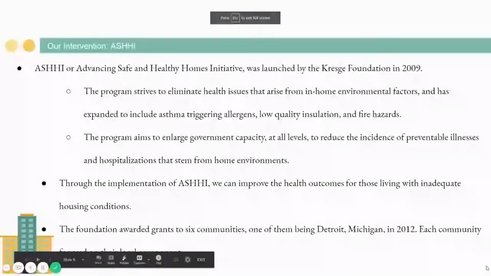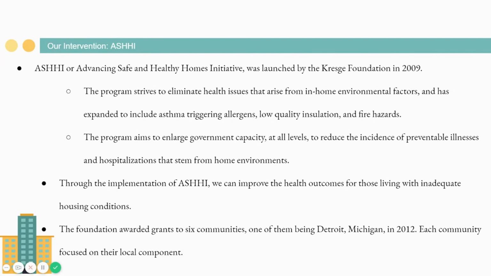The intervention our group specifically chose was the Advancing Safe and Healthy Homes Initiative, also known as ASHE, which was launched by the Kresge Foundation in 2009. The program seeks to eliminate home health hazards, including poor carpeting, asthma-triggering allergens like asbestos, low quality insulation, and fire hazards.